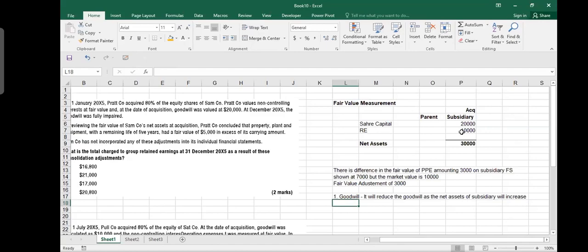So this is the first effect of fair value. The second effect of fair value will happen on group non-current assets. You had group non-current assets.